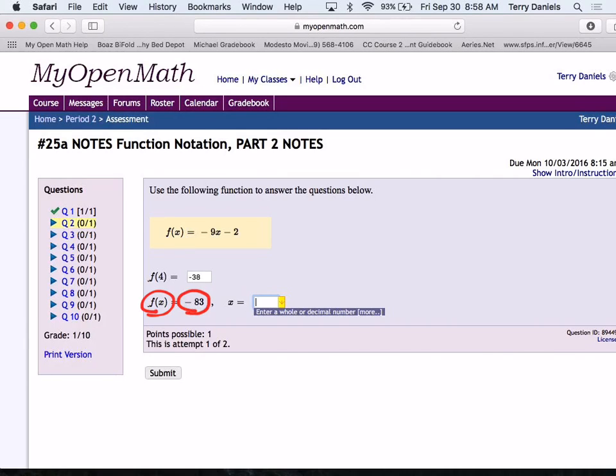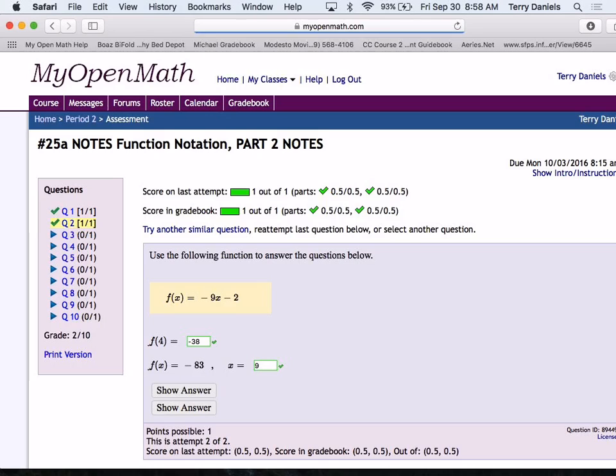And then in the second part, this time we're given that the output is negative 83. In other words, f of x is negative 83. Then we solve that two-step equation by adding 2 to both sides, which gives us negative 81 equals negative 9x. And so clearly x would be equal to 9. So that means the input is equal to 9, and we can see that that is correct. All right, so that's pretty easy.